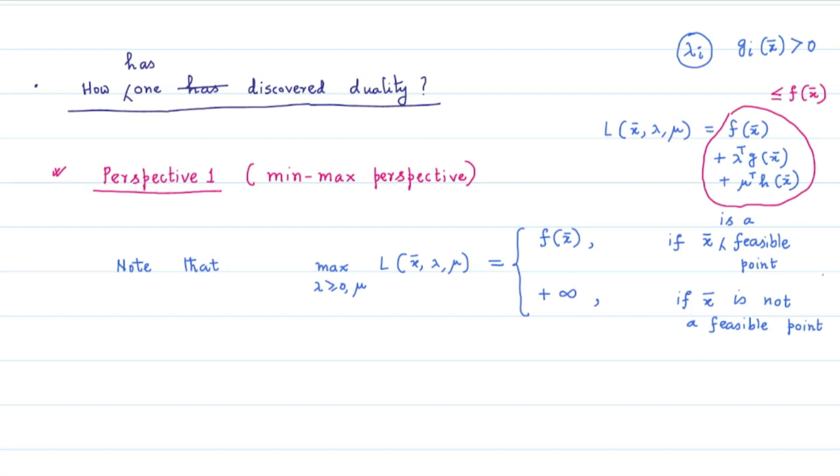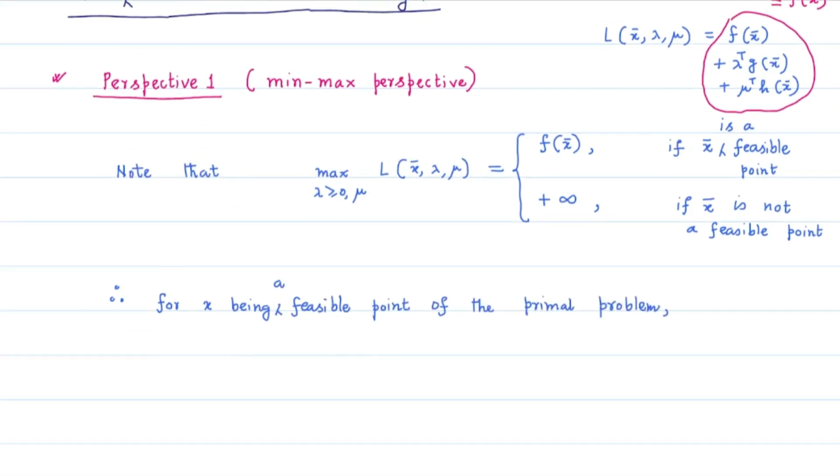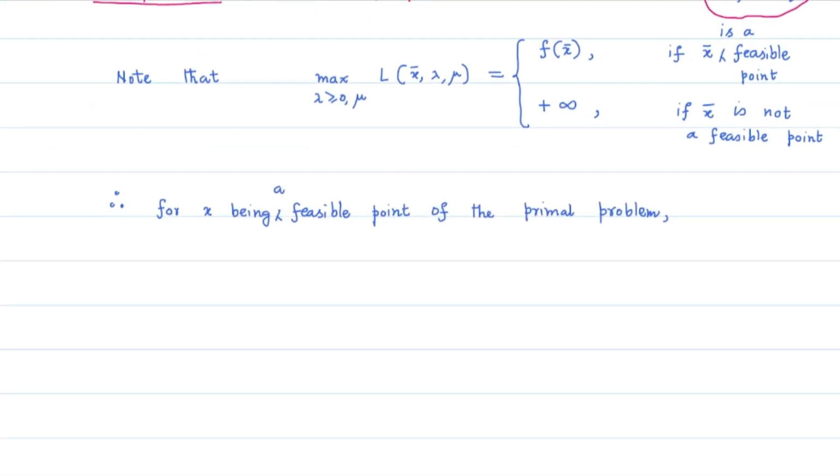So in the feasible set, we see that the function f, the objective function of the primal problem, is rediscovered by taking the maximum value of L(x, lambda, mu). That is, f(x) is nothing but the maximum of L(x, lambda, mu) over lambda greater than or equal to 0.